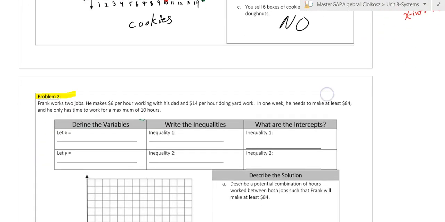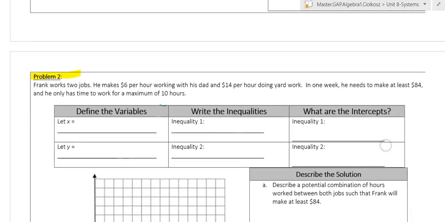For number 2 here, we'll just go ahead and write these inequalities, and at that point, the rest of this will become practice. Alright, so we have Frank works 2 jobs. He makes 6 per hour working with his dad, and 14 per hour doing yard work. So the 2 items here, we'll call this working with dad for X, and 14 for doing yard work. So that'll be yard work. And again, it's the hours of each.